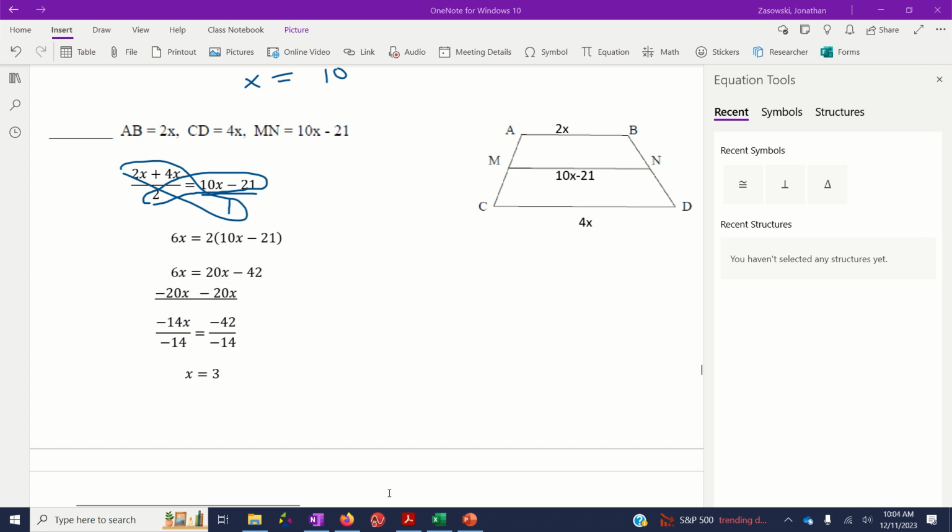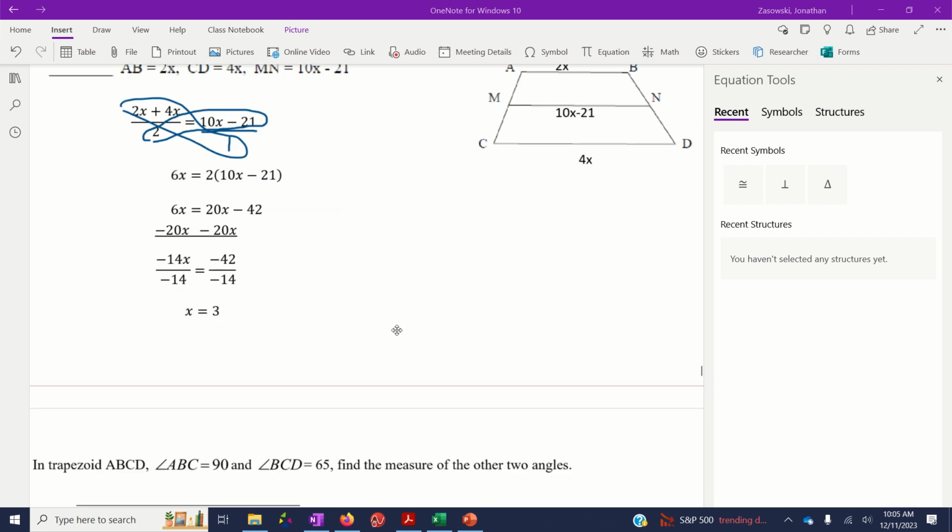Bring the 20x back and then divide by negative 14. If you wanted to instead do 6x and divide by 2, you can get 3x. Then you'll get the same idea here, where you'll end up with negative 7x equals negative 21, and then you'll end up with 3 as well. So a couple different options in terms of how to get this. But if this doesn't work out to be something that's divisible by 2 very easily, that's where our cross multiplying is going to come into play.